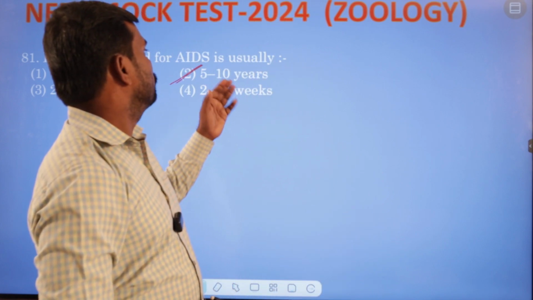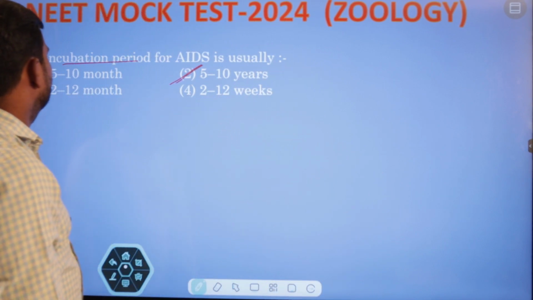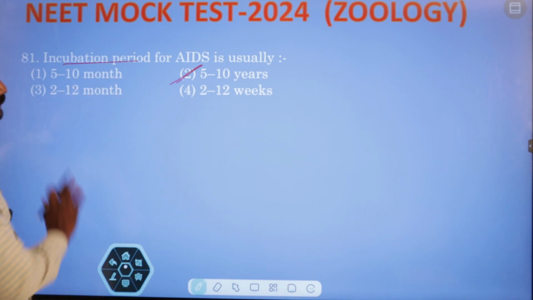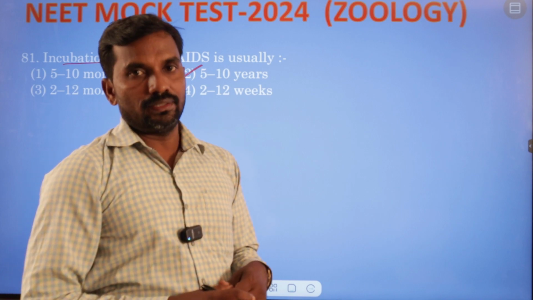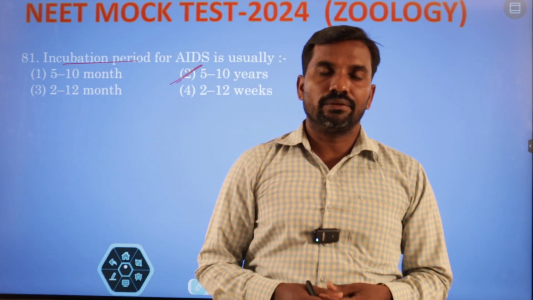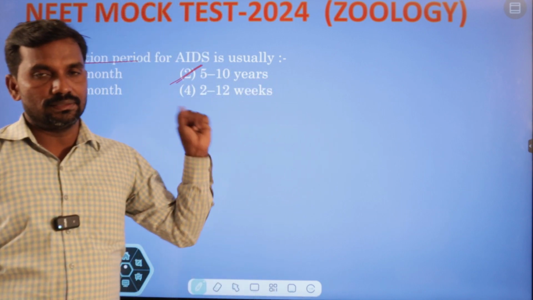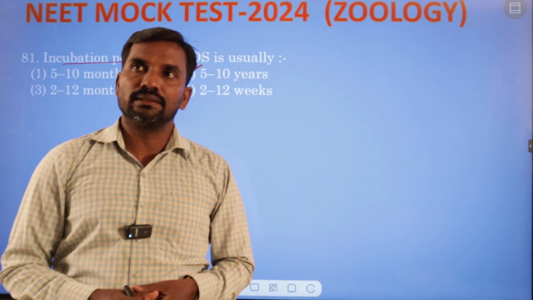Clear? So the incubation period is usually 5 to 10 years, not 5 to 10 months, 2 to 12 months, or 2 to 12 weeks. This is a chronic disorder. Basically, we divide diseases into two categories: acute disease and chronic disease. AIDS is an example of a chronic disease. The remaining questions we will discuss in the next video.